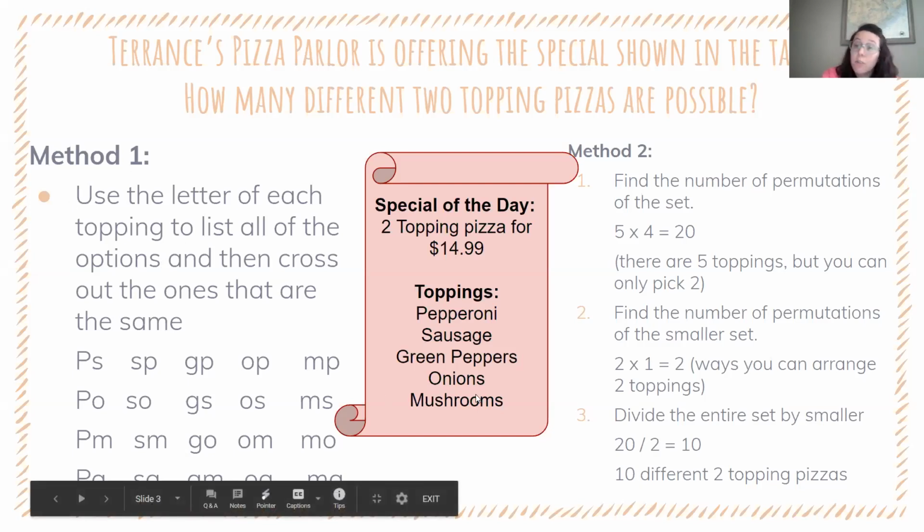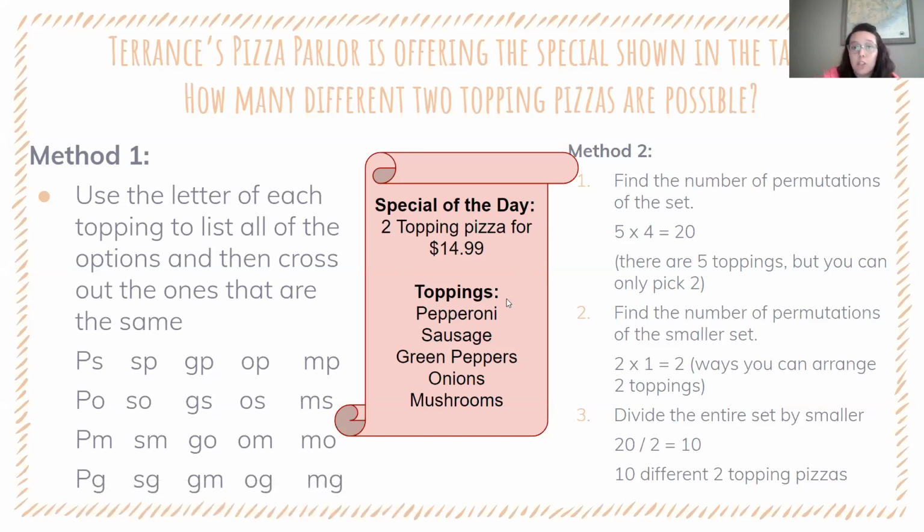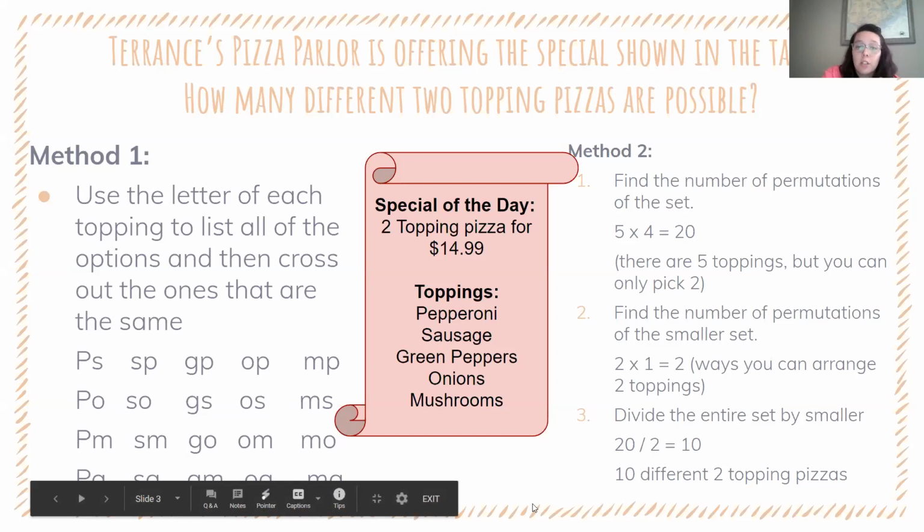If that's easier for you, make a table. I just listed them right here. So the toppings that I have to choose from are pepperoni, sausage, green peppers, onions, and mushrooms. So I have a total of 5 toppings that I can pick from, and I'm trying to make 2-topping pizzas.